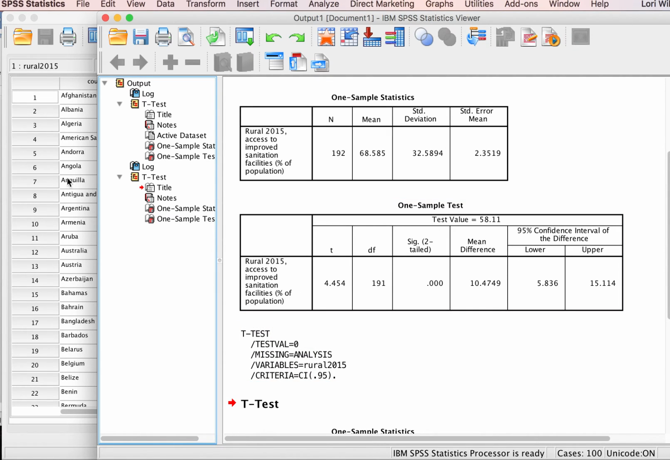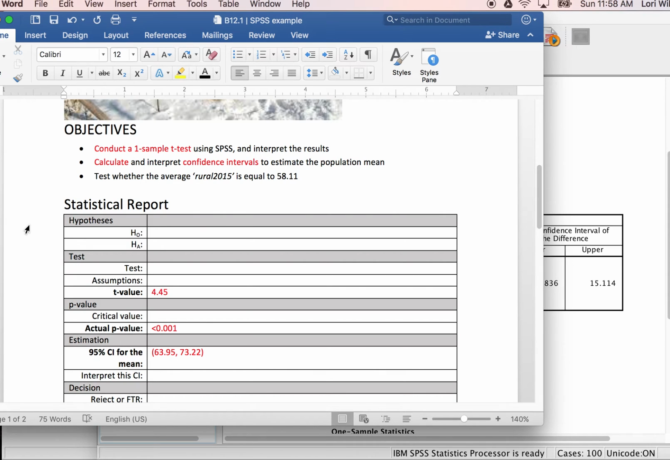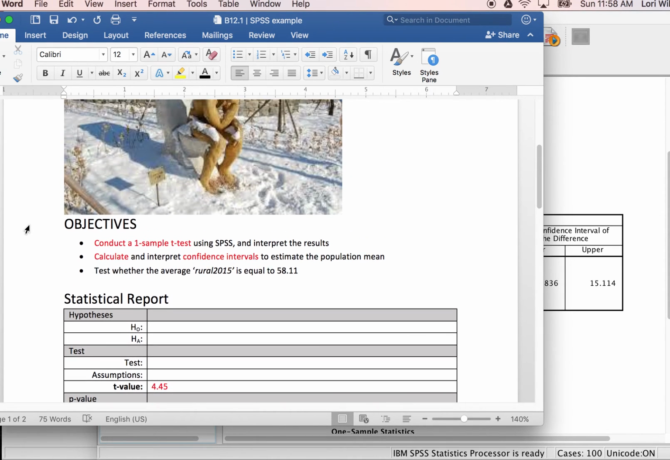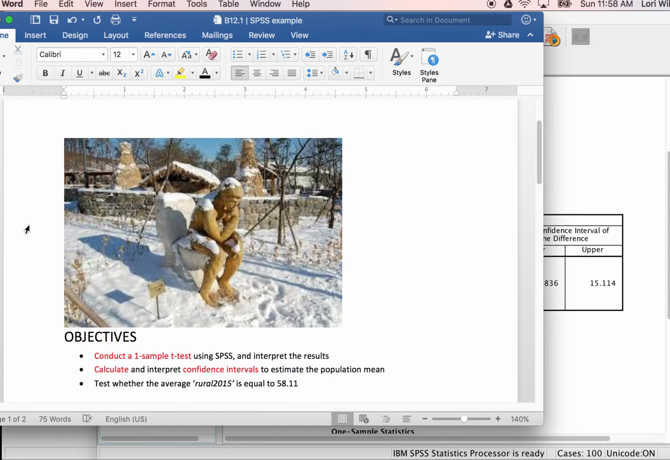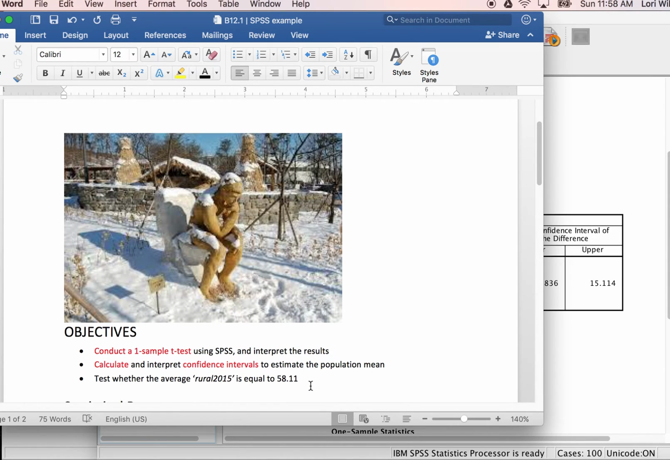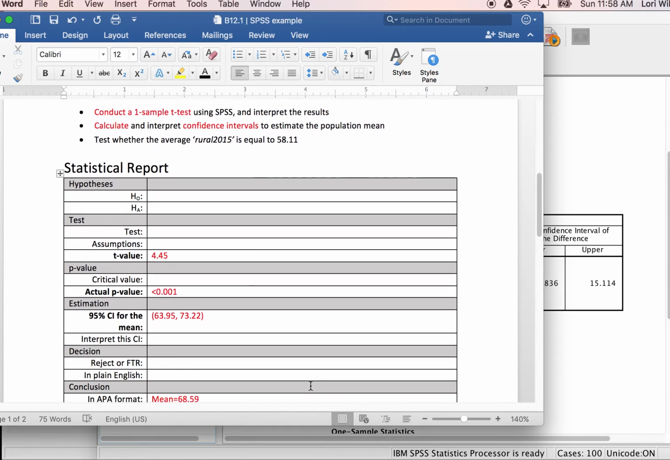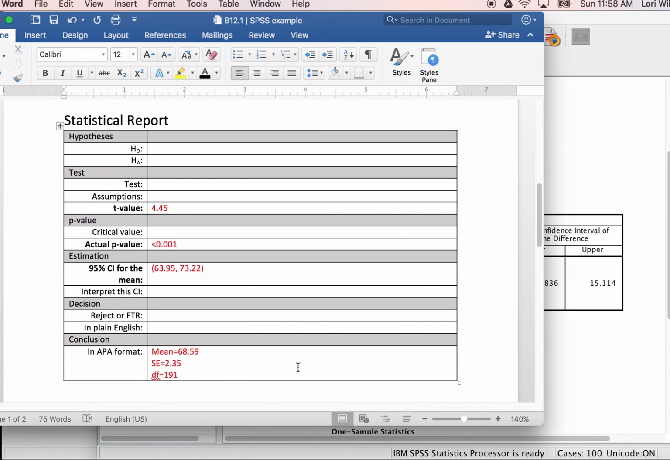So one last thing is to take a look at the statistical report. And so here we are. We're conducting a one-sample t-test, so that's the part that I've just showed you. I've showed you how to calculate the confidence interval, so two things in SPSS, how to do that, and testing whether this average rural 2015 is equal to 58.11. And here's what the statistical test report looks like.